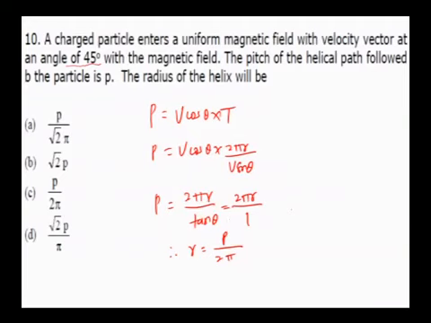So pitch equals 2 pi r by tan theta. Theta is given as 45, tan 45 is 1. Hence we can write r equals p by 2 pi. Okay, so now we'll say the third option is correct.